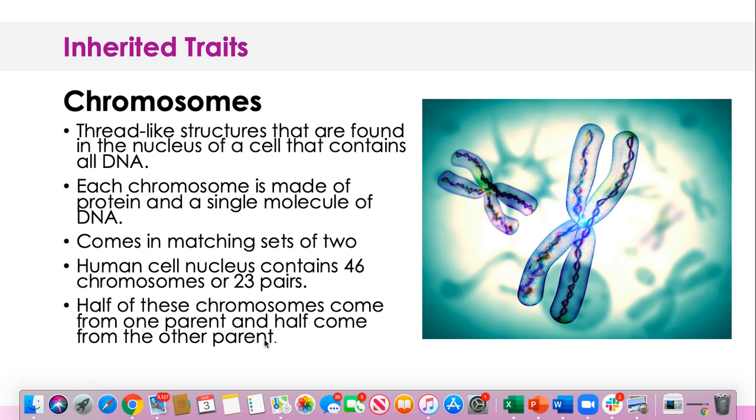Chromosomes, once again, you should have done this in your vocabulary, are thread-like structures found in the nucleus of a cell that contain all DNA. Each chromosome is made of protein and a single molecule of DNA. It comes in matching sets of 2. In your body, you have 23 pairs of chromosomes, which makes 46. Half of these chromosomes come from your mom, the other half from your dad. That's how you get both of their genetic information inside of you.